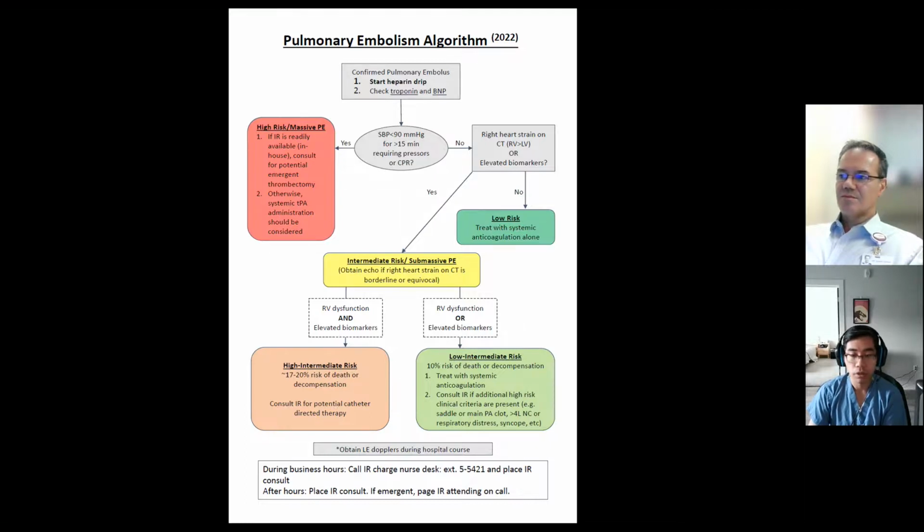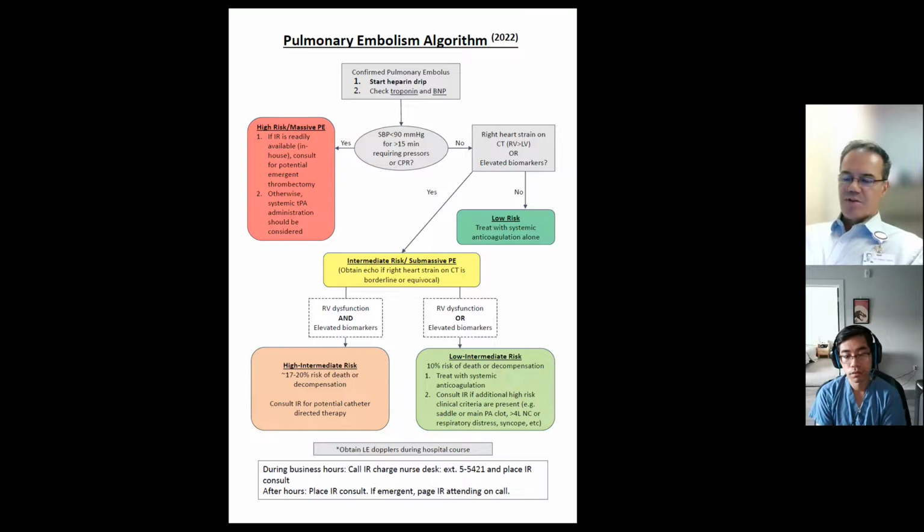Of course, biomarkers, which I already mentioned, are also another indicator of right heart strain. So if all of those are negative, obviously systemic anticoagulation works. But if either of those are positive, that's what we're discussing today on the intermediate or submassive PE side.